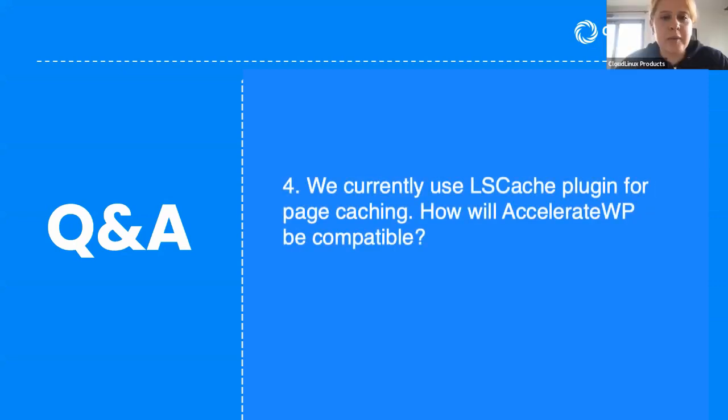Thank you. And the question on the same topic. We currently use the Lite Speed cache for the page caching. How will AccelerateWP be compatible?